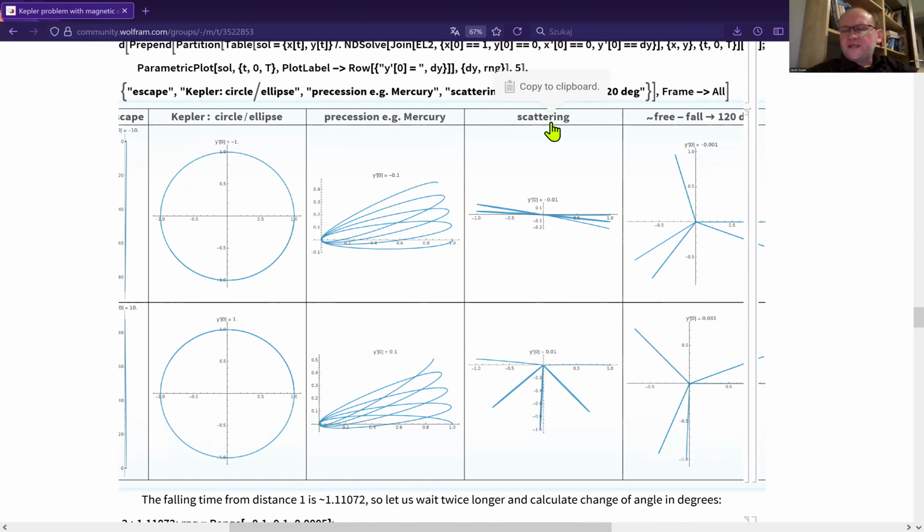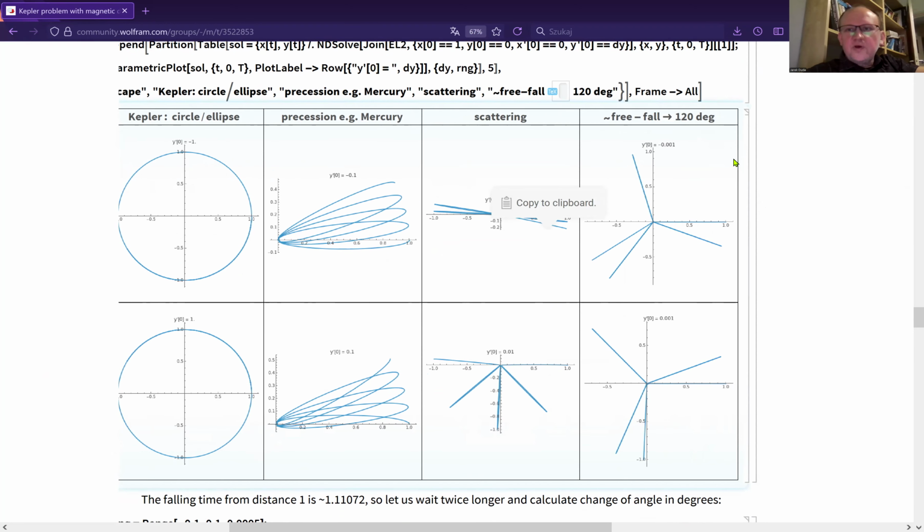Then we have a kind of scattering situation, with very low angular momentum, and so we fall, and then due to this Lorentz force, the trajectory is bent, and we cannot fall exactly into the central object. And for even smaller values, like 0.001, we get to this 120 degrees as mentioned.